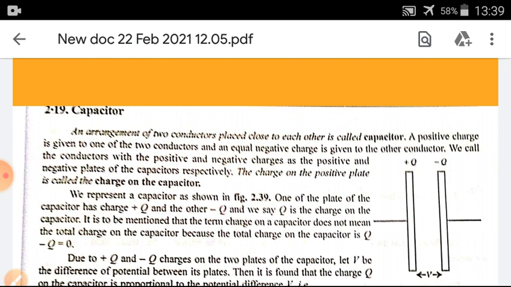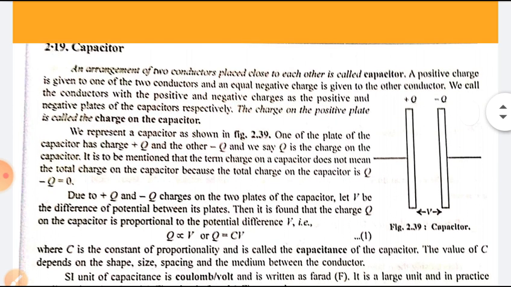Due to the positive and negative charges on the two plates of the capacitor, let V be the difference of potentials between the plates. Then it is found that the charge Q on the capacitor is proportional to the potential difference. It means Q is directly proportional to V, or Q is equal to CV. Here C is the constant of proportionality and it is called the capacitance of the capacitor. The value of C depends on the shape, size, spacing and medium between the conductors.